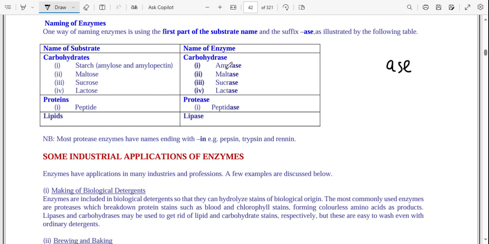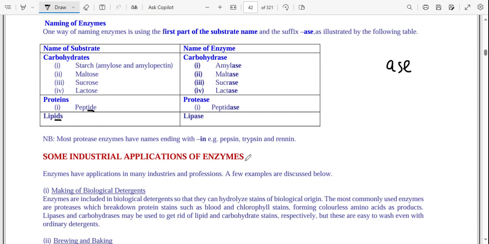So it becomes amylase. And then for maltose, just remove the last three letters and substitute with ASE. It becomes maltase. Sucrose, sucrase. Lactose, lactase. Peptide, peptidase. Now for this one, just remove the last E and then put ASE. And then lipids, just remove the S at the end. Actually, for this one, remove the last three letters of lipid and then put ASE, that becomes lipase. Okay.